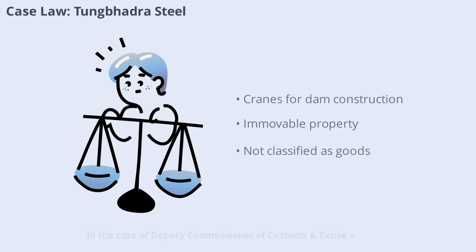In the case of Deputy Commissioner of Customs and Excise v. Tungbhadra Steel Products Limited, 2004, the court examined whether electric overhead traveling cranes manufactured for use in dam construction were considered goods. Since these cranes were immovable property, the court held that they could not be classified as goods under GST.